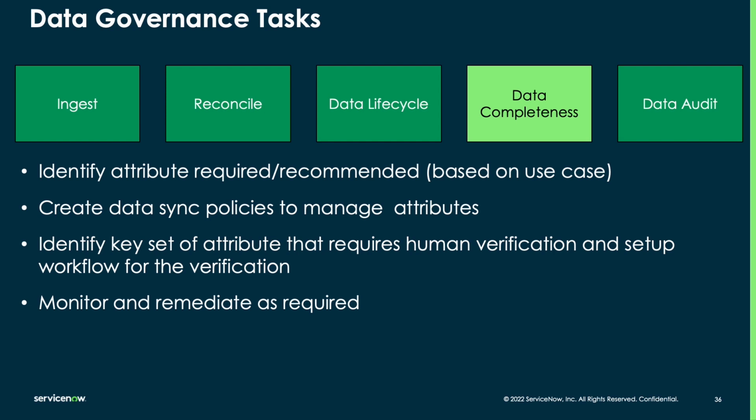I tend to run out of time very quickly, so let me talk about data completeness. Data completeness, as the name implies, is about defining, for certain use cases, what data we need. It's not 167 different attributes to be populated, but it is not none either. So this is really a place for defining what is required, so you can understand where you're not meeting that requirement and remediate as needed.